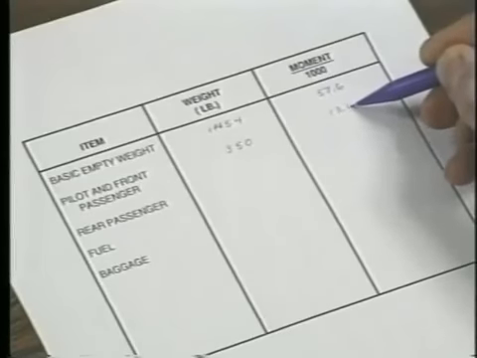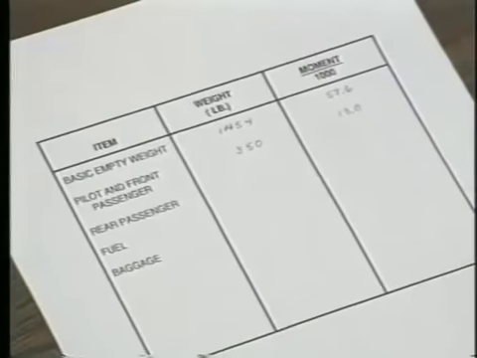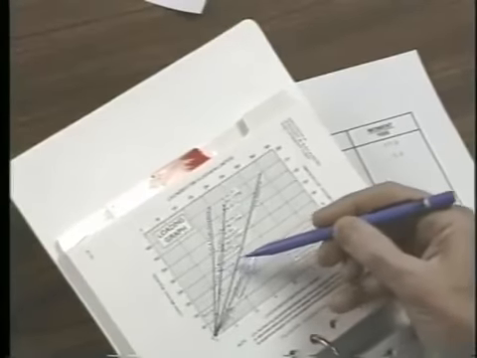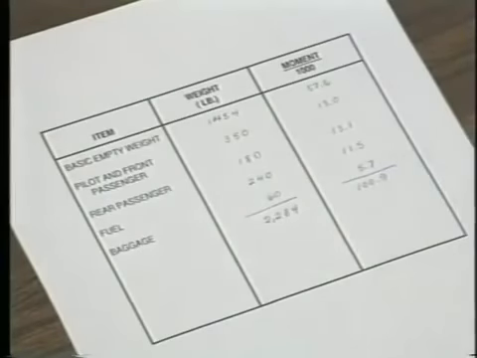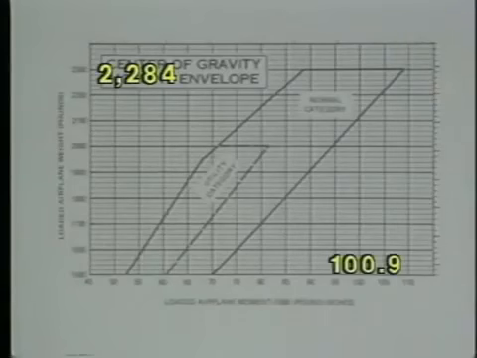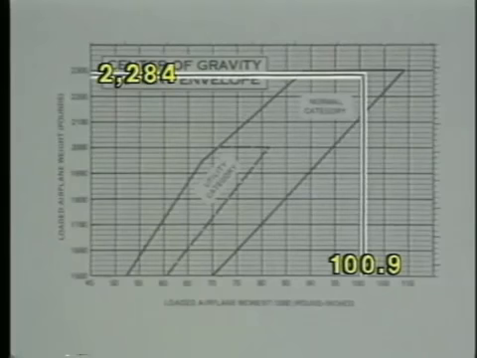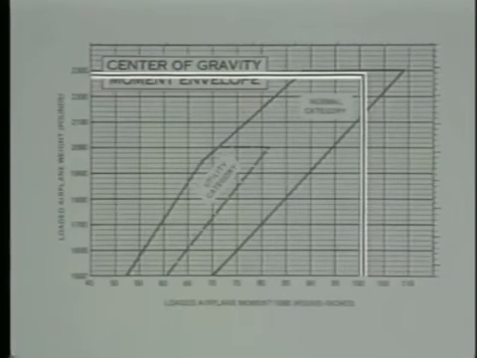Enter this moment in the appropriate space in the worksheet. Then follow the same procedure to find the moments for the remaining items. Once you have all the items listed and totaled, you must compare the total moment with the total weight to determine if your airplane is within limits. Notice that with this type of graph, you don't have to do any calculations to determine the center of gravity.